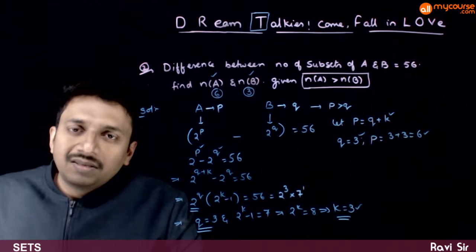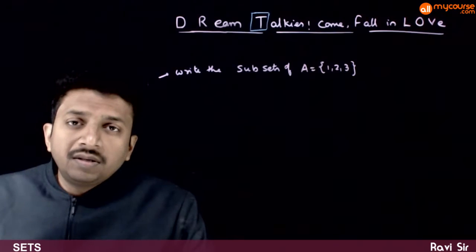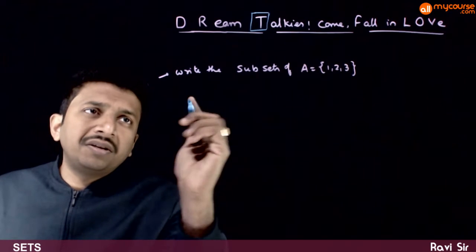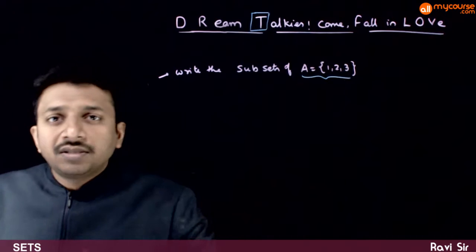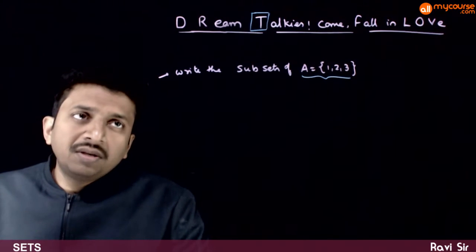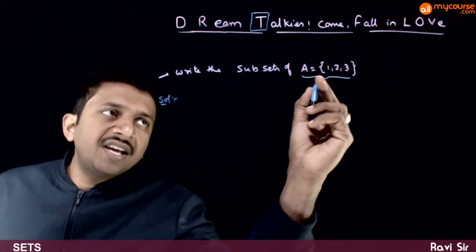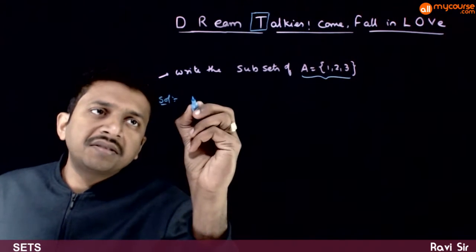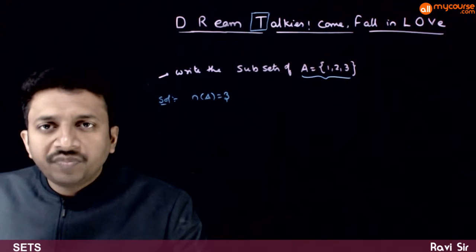So now let us go to the next type of questions. Let us look at this question. Write the subsets of the set A, which is the set containing 1, 2 and 3. A very straightforward question. So how do I do this? We can very clearly see that A contains 3 elements. So n of A is equal to 3.